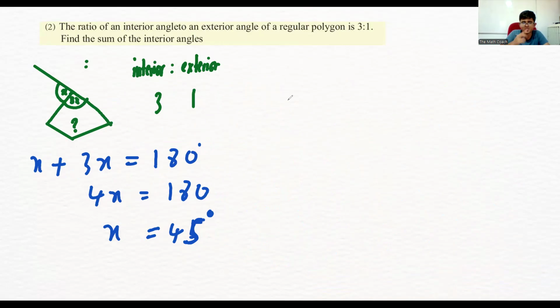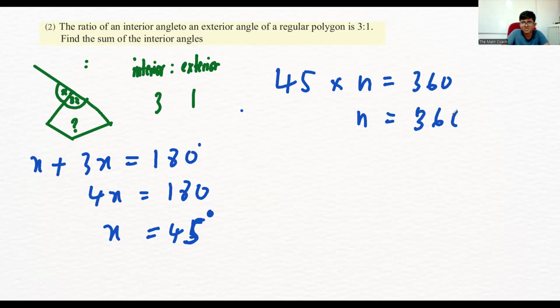How many sides are there? The exterior angle is 45 degrees, right? So we know that 45 degrees is one of the exterior angles here. So 45 degrees times the number of sides equals 360 degrees, and therefore the number of sides equals 360 divided by 45. The answer is going to be 8, I guess. Let's see. Yeah, by 45.